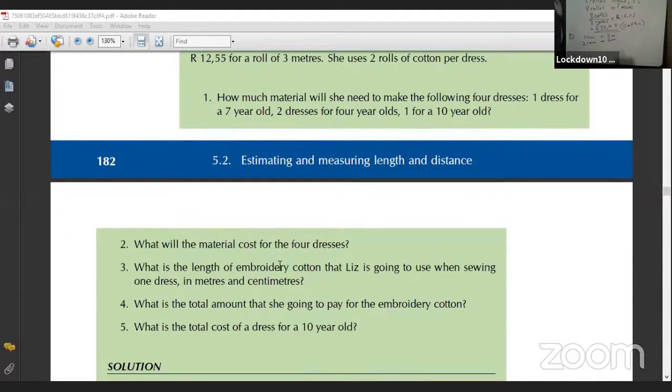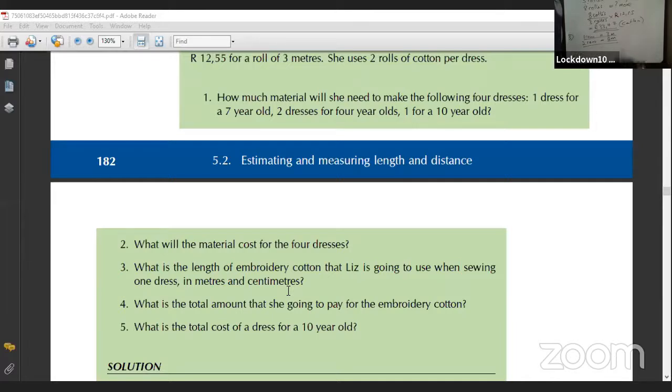So the question is asking us, what is the length of the embroidery cotton that Liz is going to use when sewing one dress? So we are told that one row is going to give us 3 meters. She says she uses 2 rows for each dress. So 2 rows for each dress is going to give us 6 meters. Okay? So we need now to convert these 6 meters to centimeters, right? We need to convert meters to centimeters.